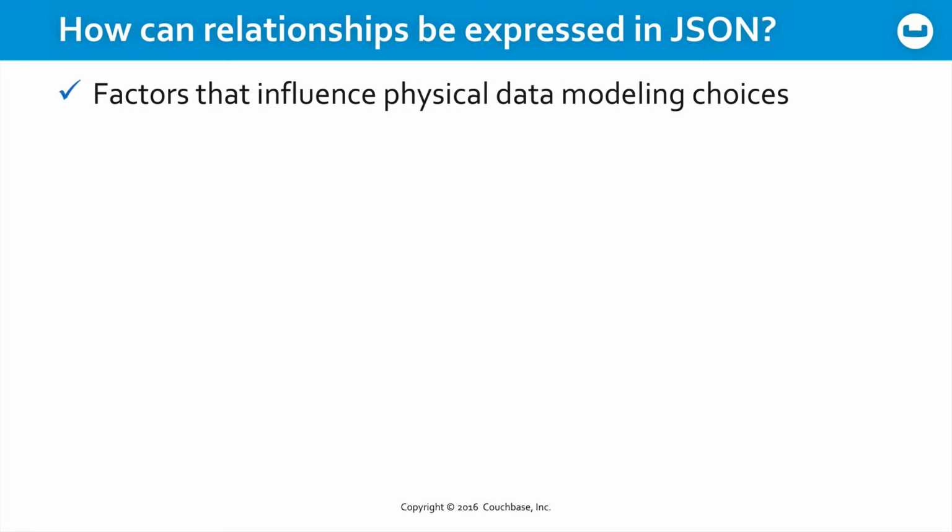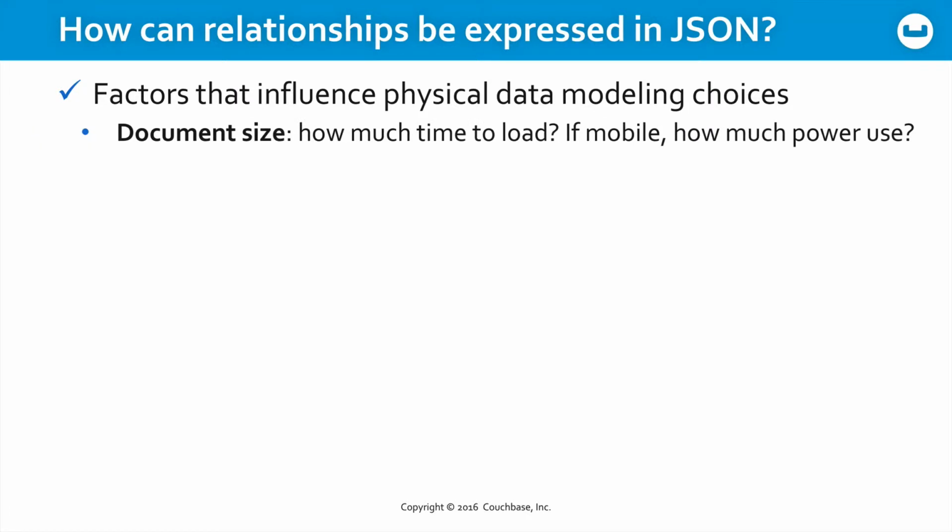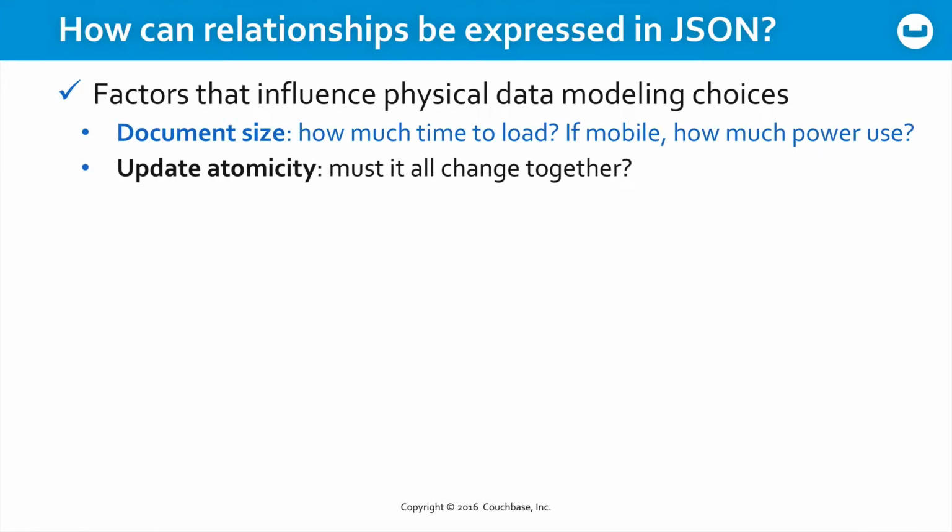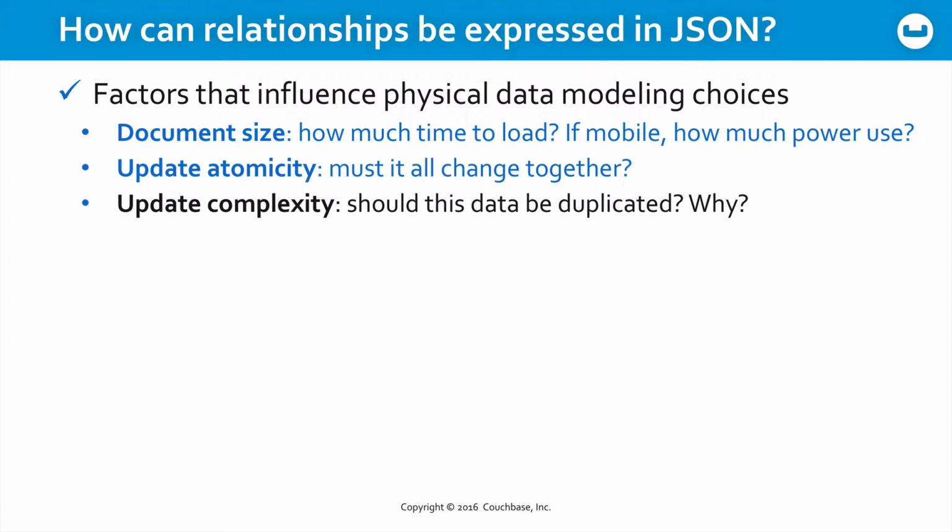We've looked at factors that influence your physical data modeling choices. Let's do a quick review. First, document size. How much time is it going to take to load a document? And if it's mobile, how much power is that going to use? Second, what about the update atomicity? Must all these attributes change together? Third, update complexity. Should any of this data be duplicated? If so, why? And how will it come back into sync? Or is it necessary for it to come back into sync? Is it merely a snapshot?